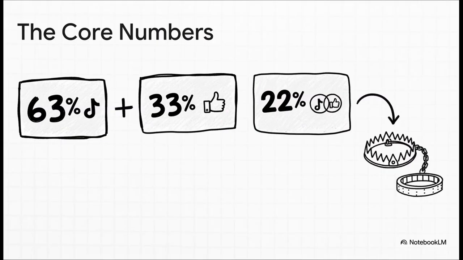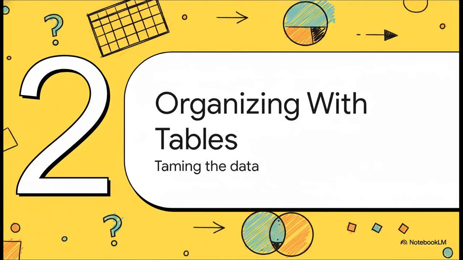Now, here are the numbers we're working with. And I know what you're thinking. Your first instinct is probably just to add 63% and 33%, right? But just hold that thought, because as you're about to see, that leads you straight into a very, very common trap. So to solve this puzzle, we need the right tools.